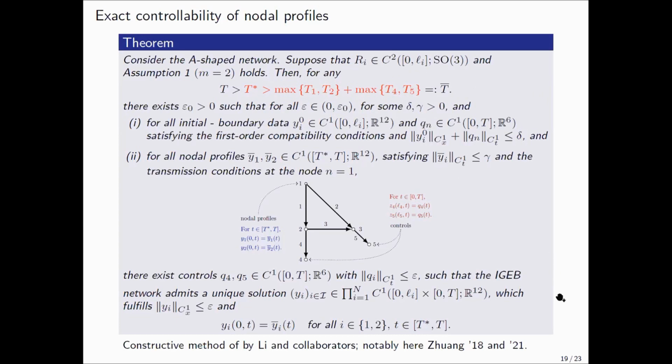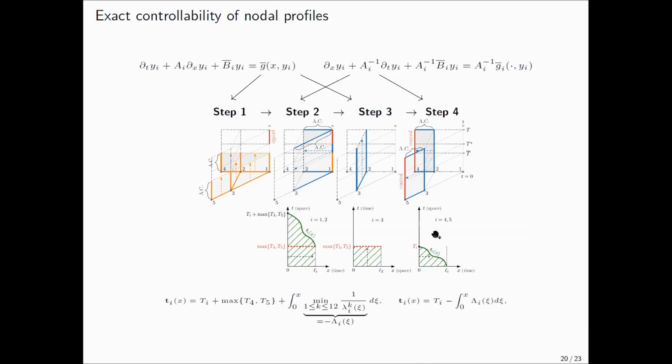And to do this, we use the constructive method, which has been introduced by Tatien Lee and his collaborators, and in particular his work with Zhuang in 18 and 21. Why is it called the constructive method? It's because we will build a solution for this system, edge by edge, in such a way that it satisfies the boundary condition, the transmission conditions, the initial conditions, and also these nodal profiles. And then once it's built, we can take the trace at the control node to get the desired control.